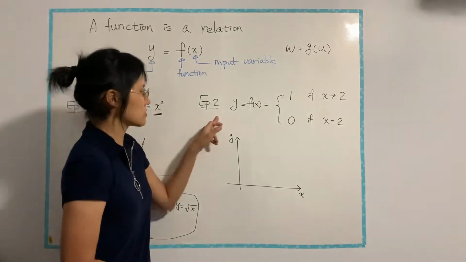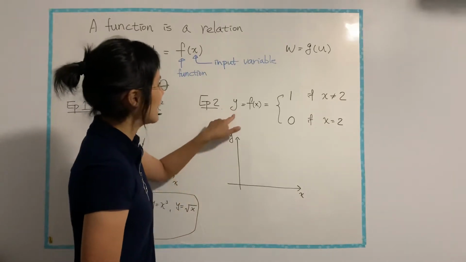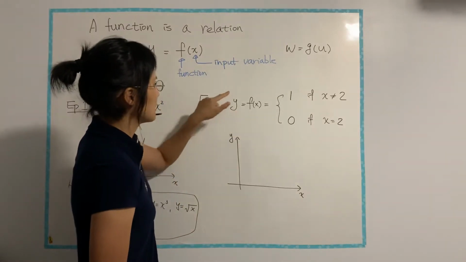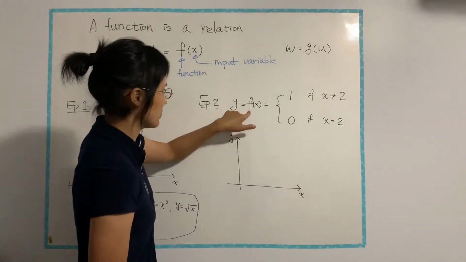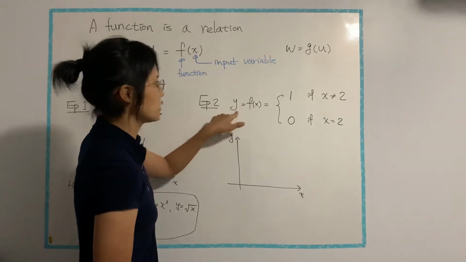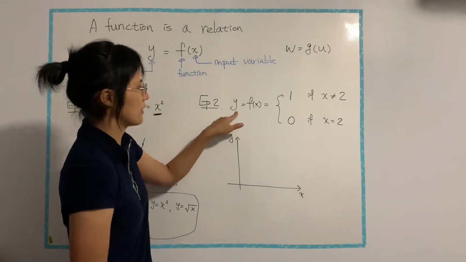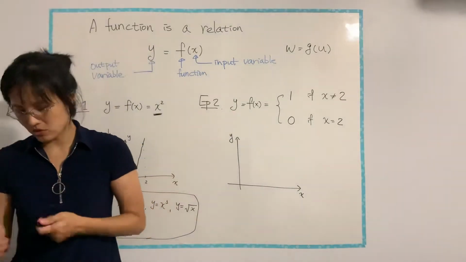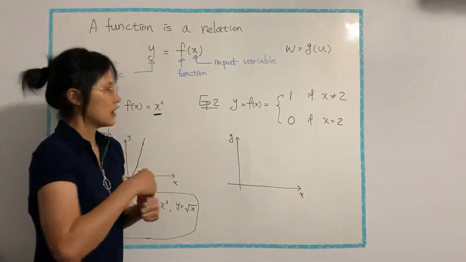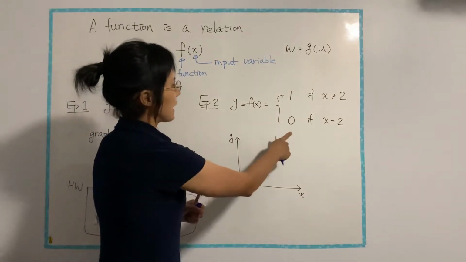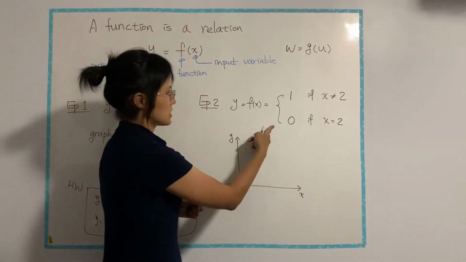Let's move to the next one. Here I have another function. Again, f is the function, the relation that tells us how x and y are related. This type of function is called a piecewise function, a piecewise defined function. Let's look at how we should read this.